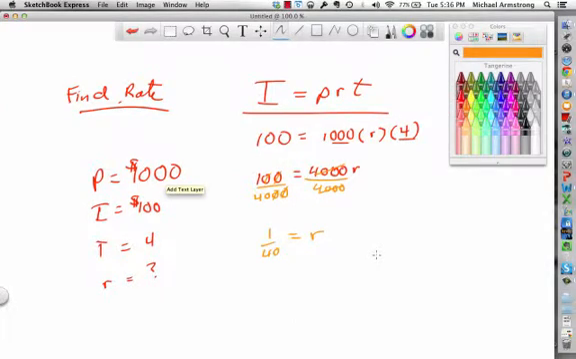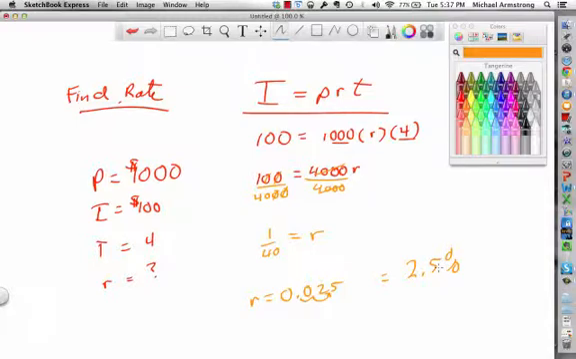So the interest rate is 0.025, which is the same as 2.5%. All I have to do is multiply by 100 or move the decimal 2 places over. 2.5%.